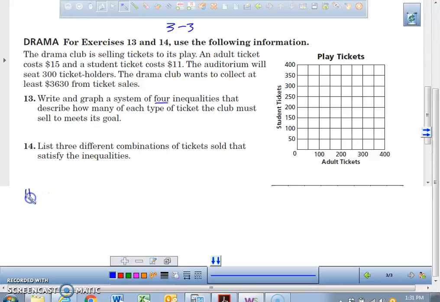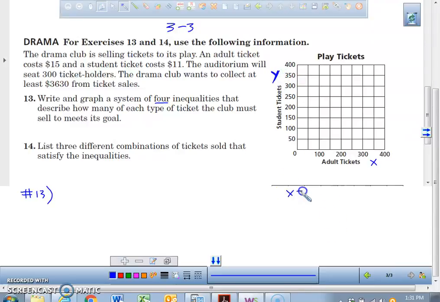So right here, I'm going to write down number 13 where I have a little bit more room. So you can do this on a separate sheet of paper if you need to. Let's read through it here. Before I even get started, the graph has adult tickets right here. So what is this graph inferring? That the adult tickets are along the x-axis, so those are going to be your x values. Okay? Which means the student tickets are going to be your y values.